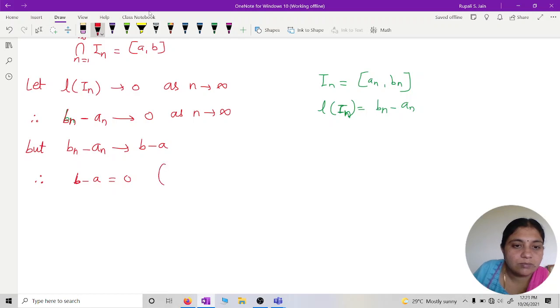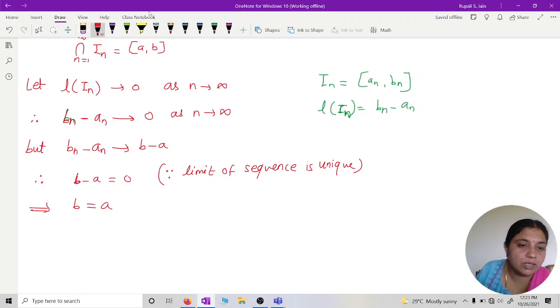Why? Because the limit of a sequence is unique. Here the limit is 0 and here the limit is b minus a. So b minus a must be equal to 0. So this implies a must be equal to b. Therefore, the intersection over n from 1 to infinity of I_n is the interval [a, b], but a equal to b means nothing but a singleton element. So it contains exactly one element, and that's the proof.